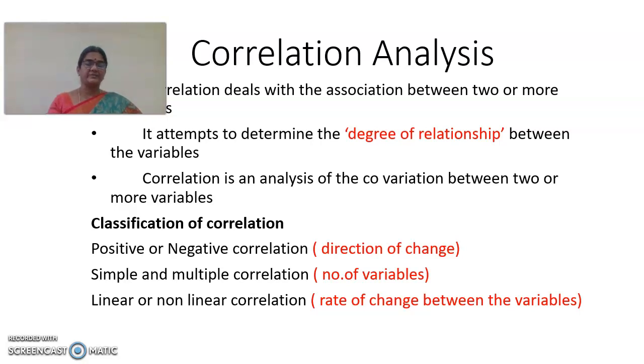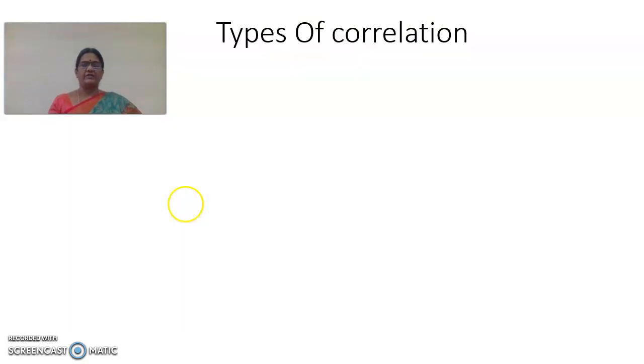Now let us see how we can classify the correlation. The correlation can be classified based on the direction of change of the variables, number of variables we are using for calculation, and rate of change between the variables. Based on the direction of change, we can classify the correlation into positive or negative. Based on the number of variables, into simple and multiple. Based on the rate of change, into linear and non-linear.